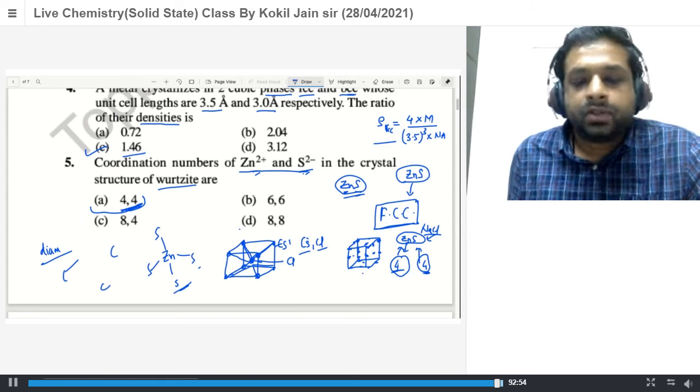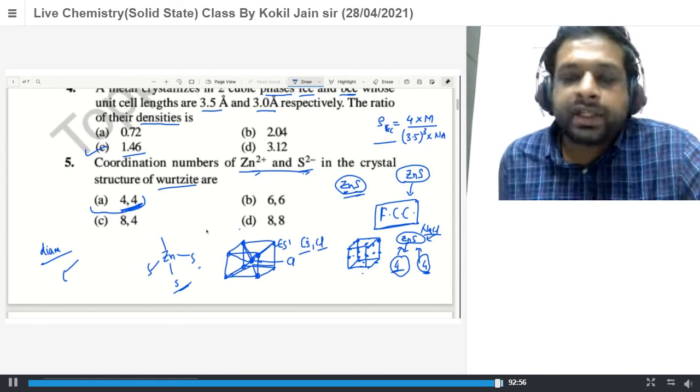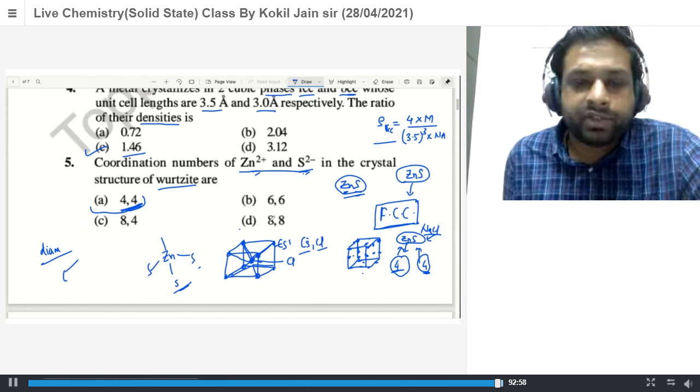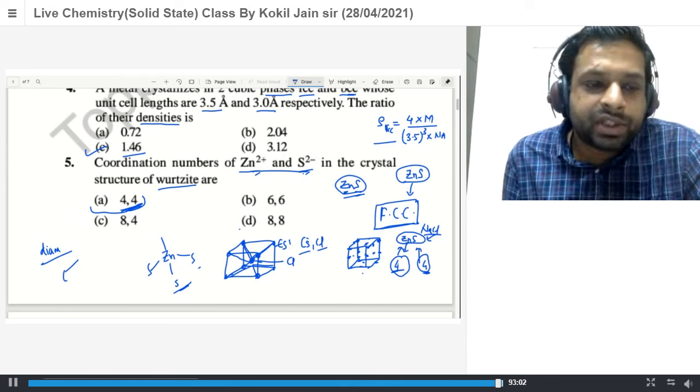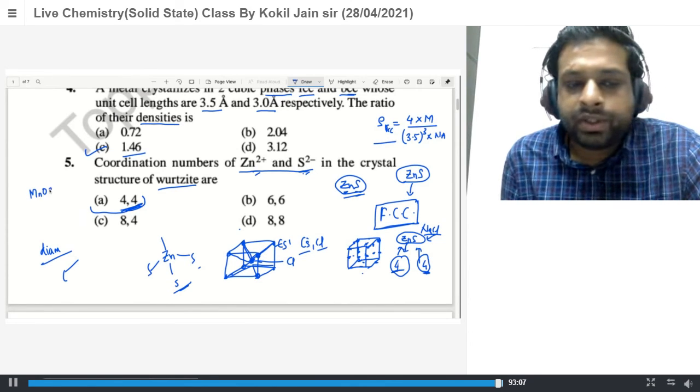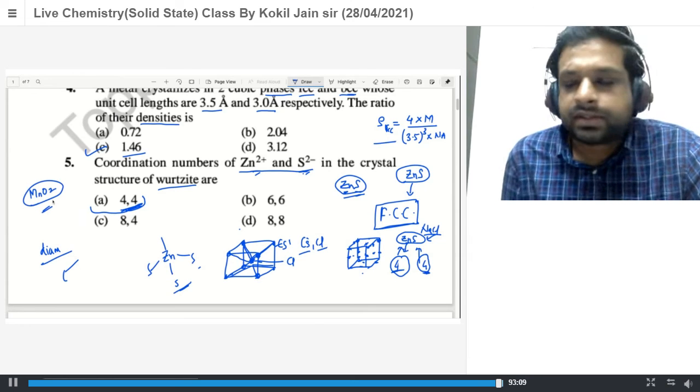In the next class, I'll show you again the whole structure of ZnS. We'll study the ZnS structure also. Some of the other structures I will also try to cover are like MnO2, etc. We will see in the next class.